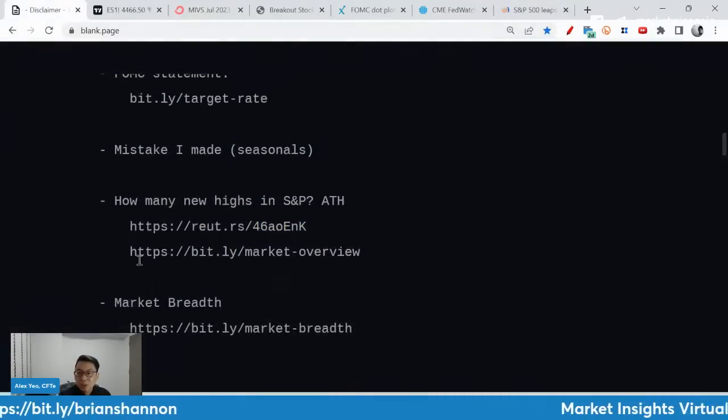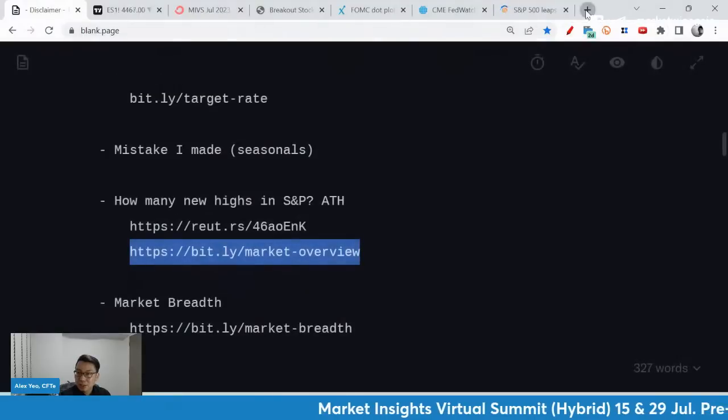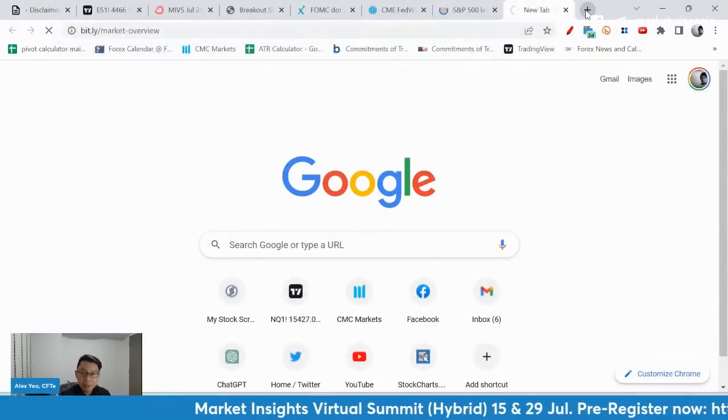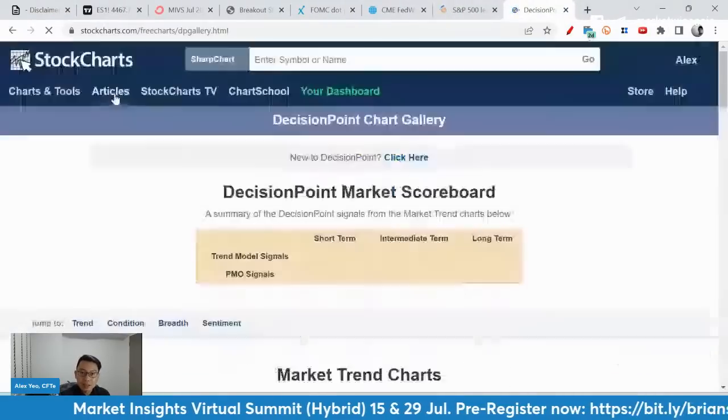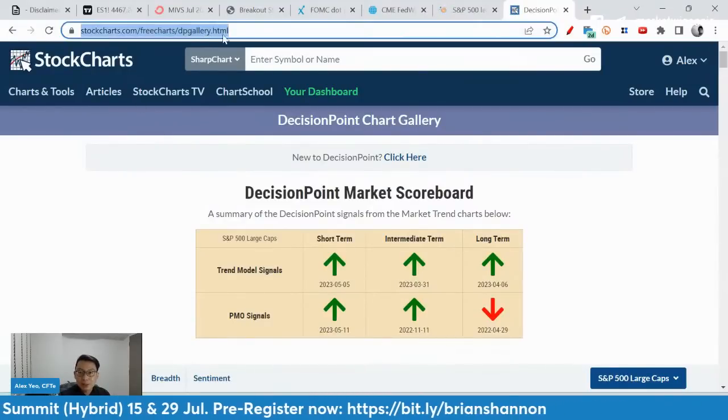So okay, this is the stock chart gallery. Is it DP gallery? Okay, DP gallery view over here. I mentioned before, I think previously. Okay, all right, this is the DP gallery.